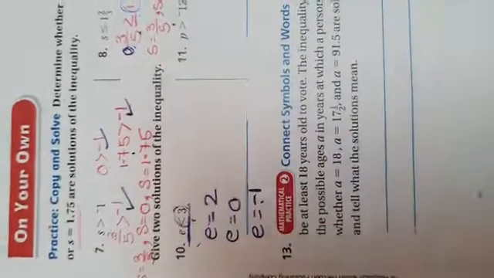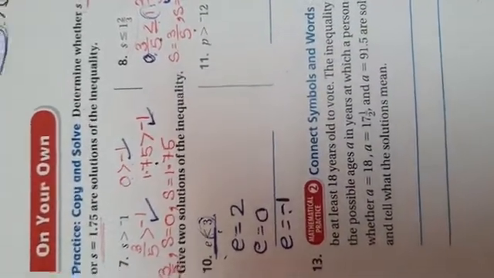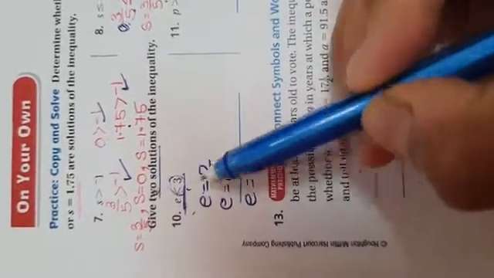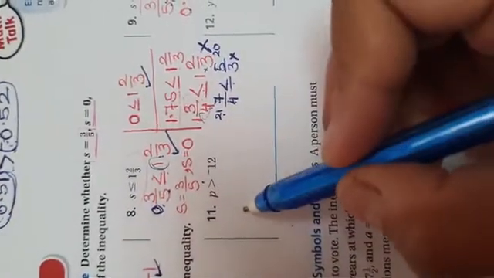So it's up to you. This is your question. You can write whichever numbers you want to, but you have to give two numbers which will make this inequality correct. Now moving on to number 11. I am only giving you two possibilities. There are many possibilities. I am just giving you two.